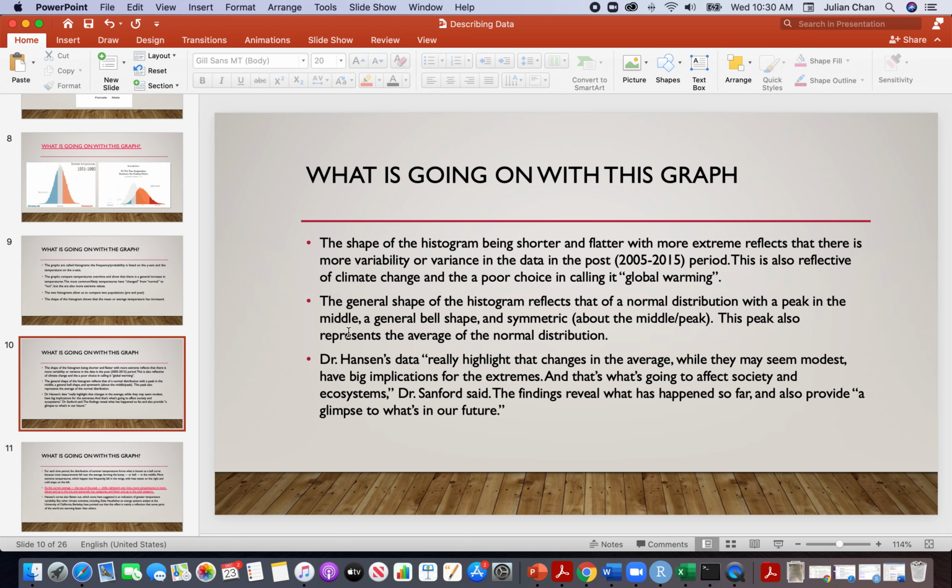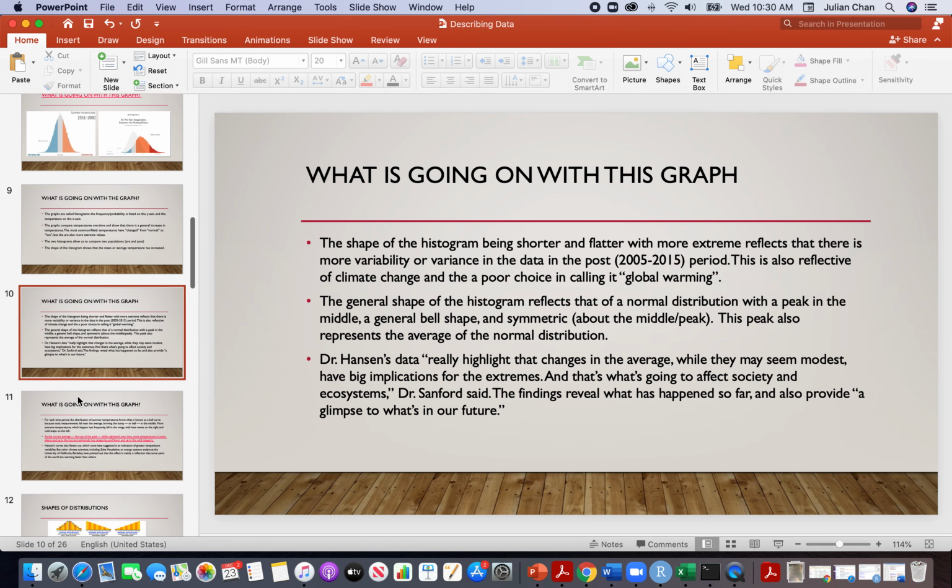Now, here's a quote from Dr. Hansen. It says, the data really highlights that changes in the average, while they may seem modest, have big implications for extremes, and that's what's going to affect society and ecosystems. Dr. Sanford said, the findings reveal what has happened so far, and also provide a glimpse into what's in our future. Okay.